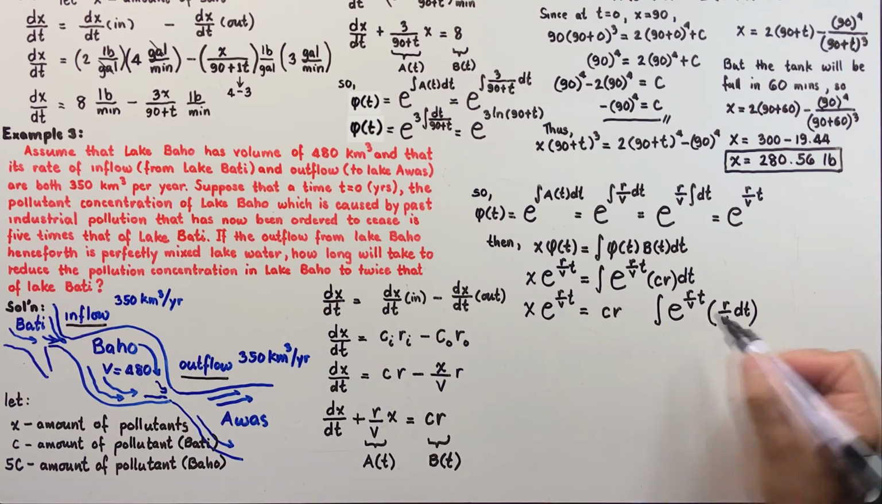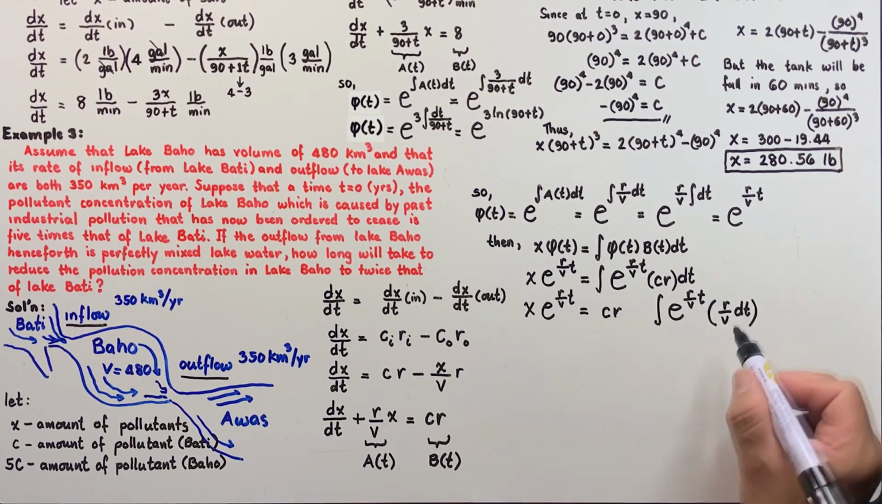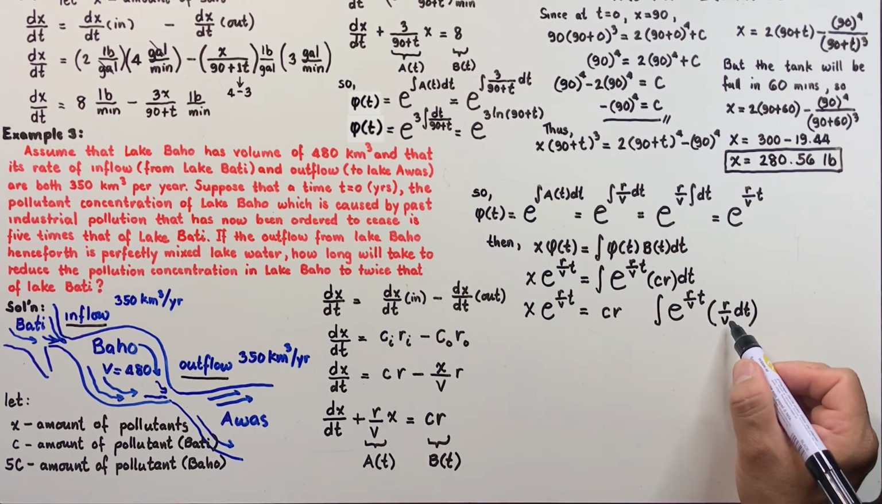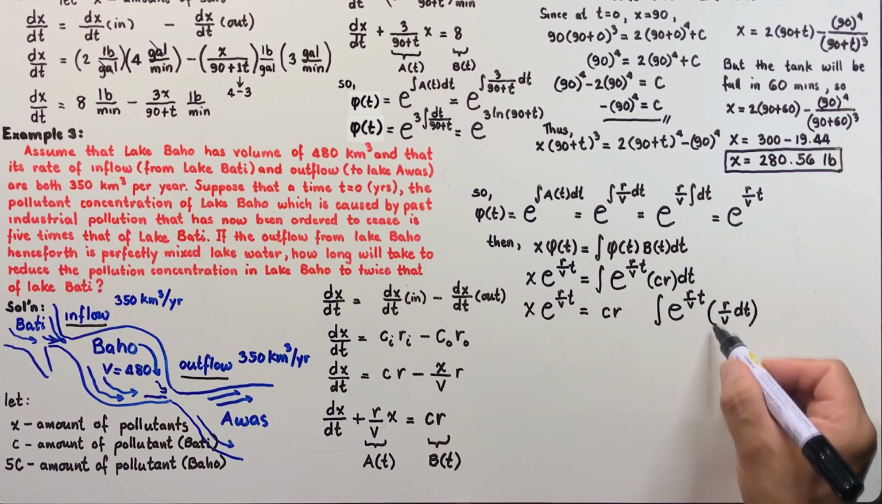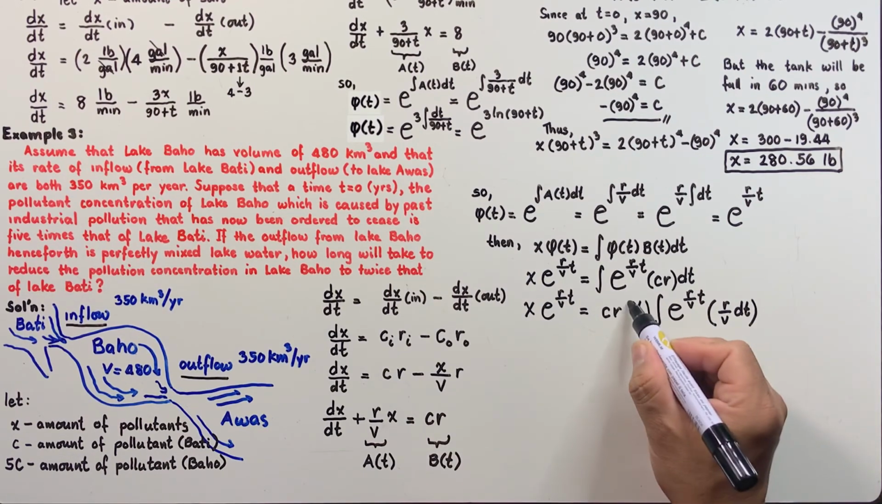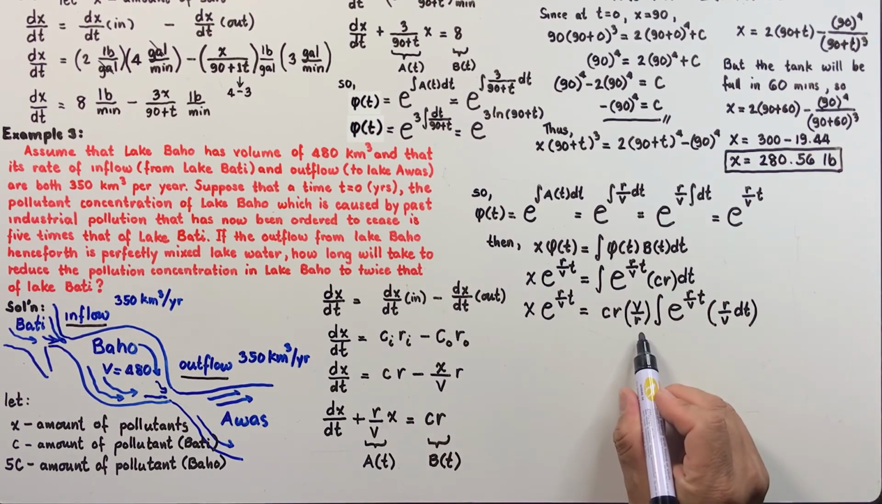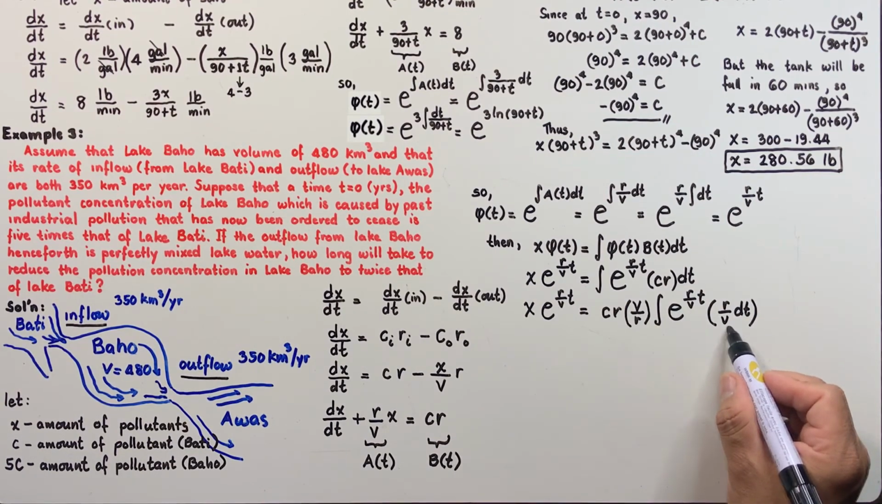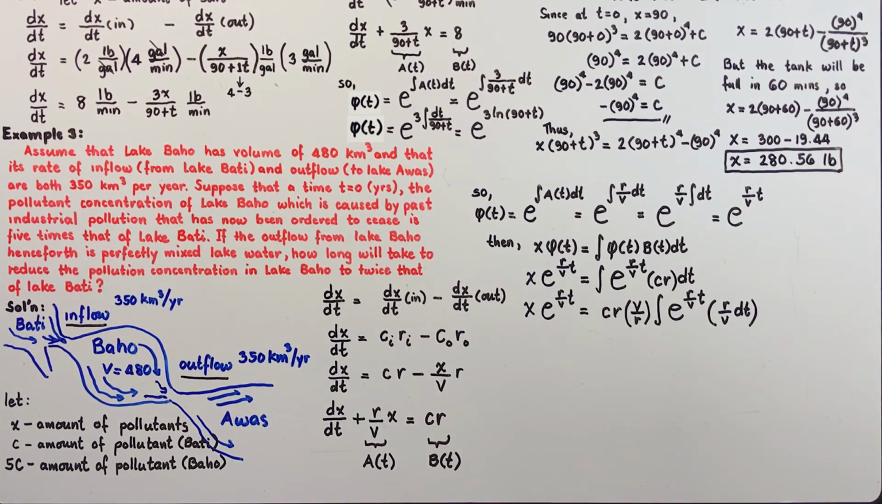Because if this is our u, the du must be here. And maybe you ask, where did I get this r over v? So I get this r over v from somewhere, because I just multiply also here v over r, so that v over r times r over v, the product is 1, as if I have done nothing to the equation.